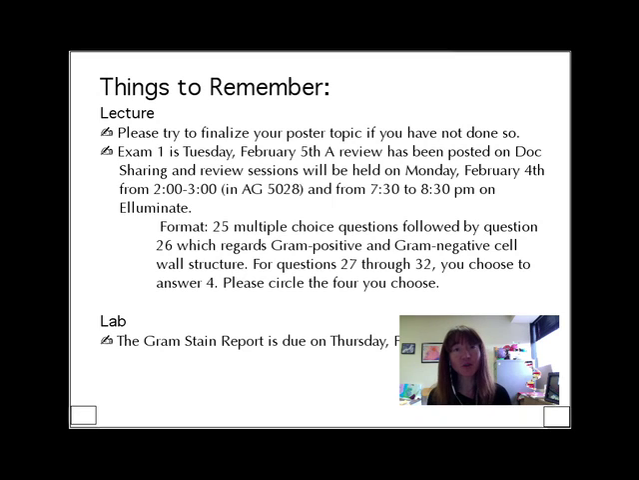But then on question number 26, everyone will be asked to answer question 26 in regards to gram-positive and gram-negative cell wall structure. I promise that you will have to draw both, so you may want to think about bringing with you your awesomely colored pencils or pens or something that you can use to make your drawing really give it a lot of character and a lot of color, whatever you want to do to show me that you know the structure of gram-positive and gram-negative cell walls.